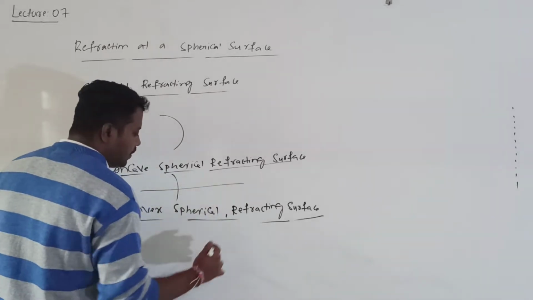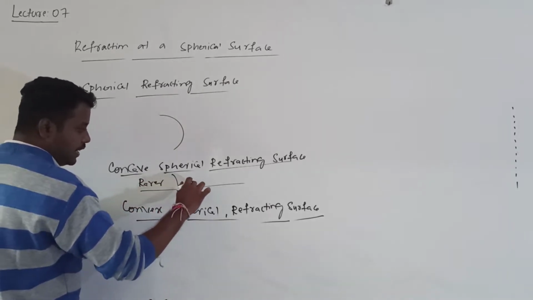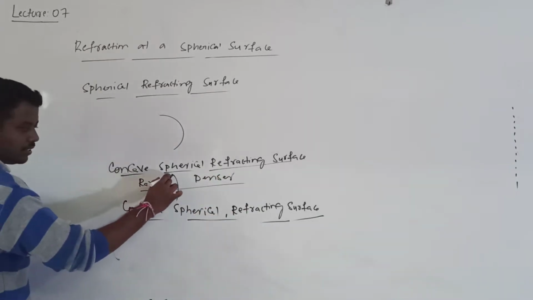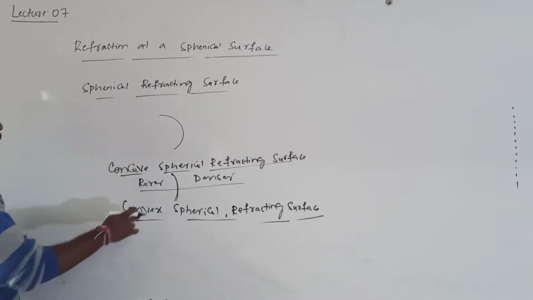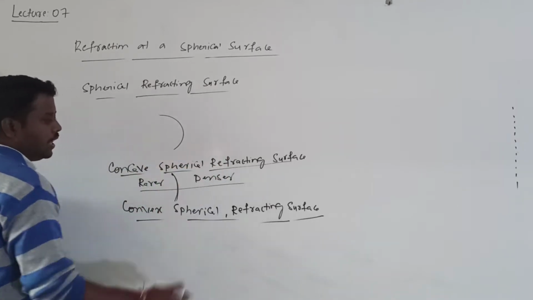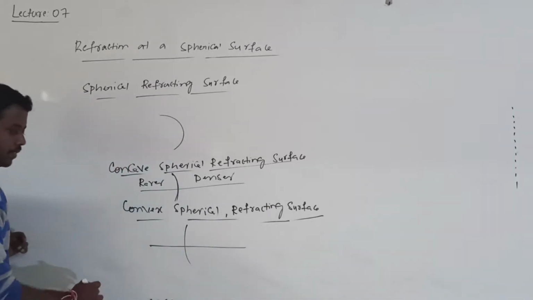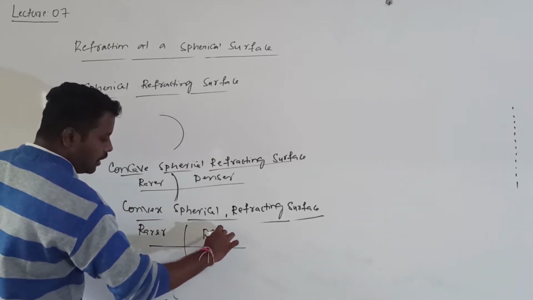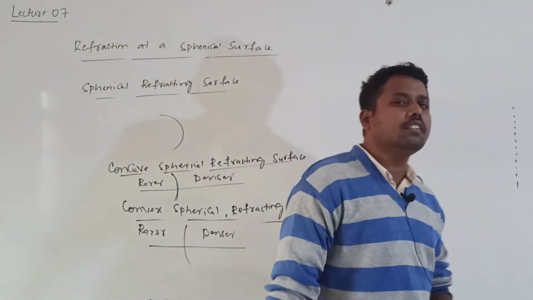If I consider a spherical refracting surface, now this side is rarer, this side is denser, and it is concave towards the rarer medium. This is concave, right? The inner one is concave, the outer one is convex. A surface which is concave towards the rarer medium is called a concave spherical refracting surface. Similarly, a spherical refracting surface which is convex towards the rarer medium is called a convex refracting surface. Convex and concave.